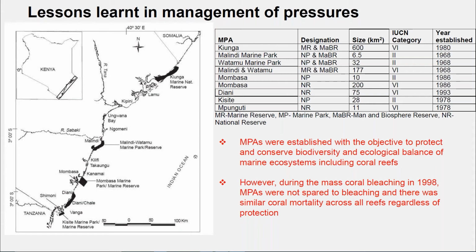But during the mass coral bleaching event in 1998, we found that MPAs were not spared from bleaching, and there was similar colony mortality across all reefs, regardless of their protection. So this shows that as much as marine protected areas have been effective in conserving biodiversity, in terms of the challenge caused by climate change, marine protected areas are limited in handling this kind of problem. Next slide.